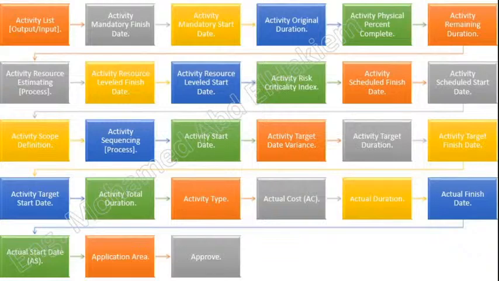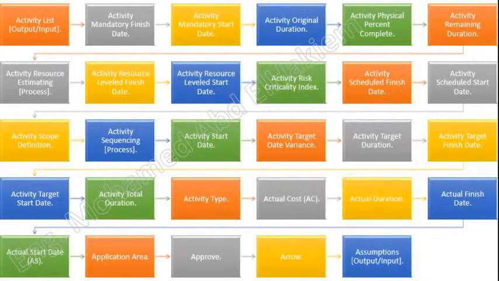Approve. The act of formally confirming, sanctioning, ratifying, or agreeing to something. Arrow. The graphic presentation of a schedule activity in the arrow diagramming method or logical relationship between schedule activities and the precedence diagramming method. Arrow diagramming method, ADM, technique. A schedule network diagramming technique in which schedule activities are represented by arrows. The tail of the arrow represents the start, and the head represents the finish of the schedule activity.